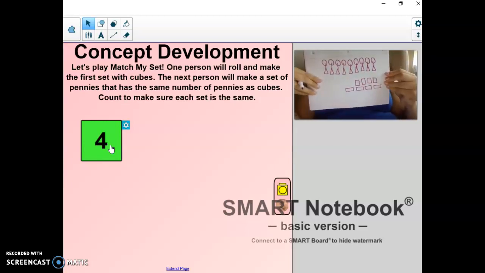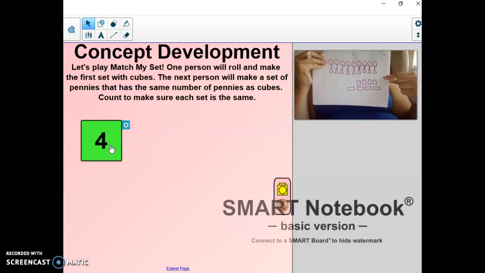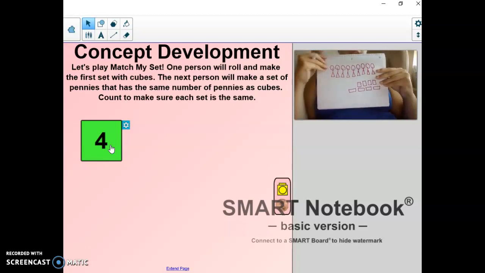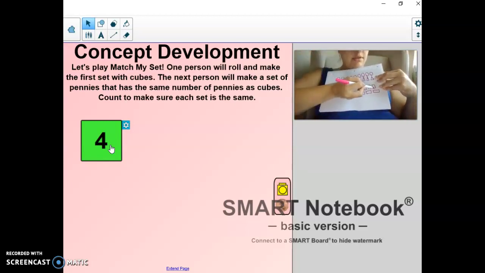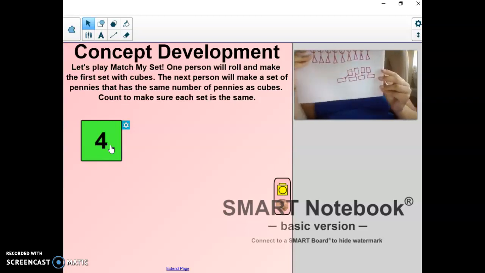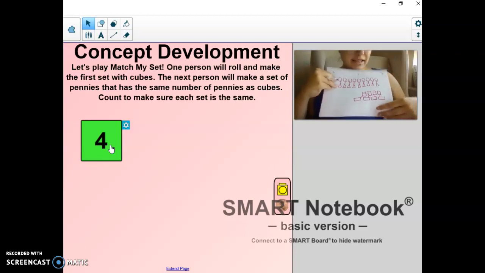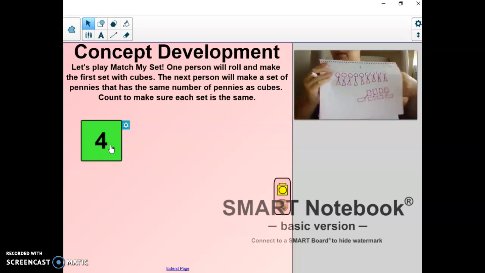Now, if I were to look at this, I would think I drew too many rectangles because my rectangles are longer. Let's see if I drew the right amount. 1, 2, 3, 4. Do I have the same number of squares as I do rectangles? Yes, I do. That's why it's so important to count. I could count or I could draw the lines. I like drawing the lines. It helps me.